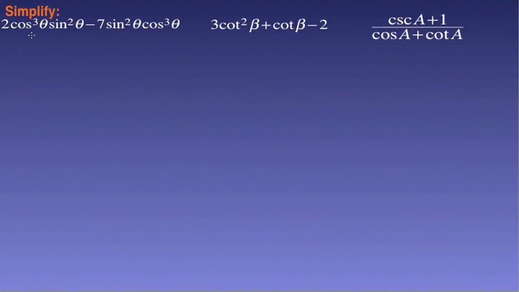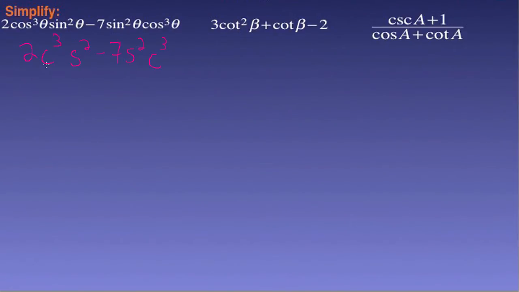The first two examples demonstrate how trigonometric algebra is the same as regular plain old algebra. This first expression, 2 cosine cubed theta sine squared theta minus 7 sine squared theta cosine cubed theta, can be rewritten in a much simpler form as 2c cubed s squared minus 7s squared c cubed. In other words, let's not worry about the trig functions. Let's just say cosine cubed is c cubed and sine squared is s squared.